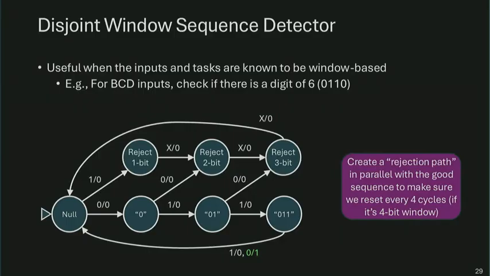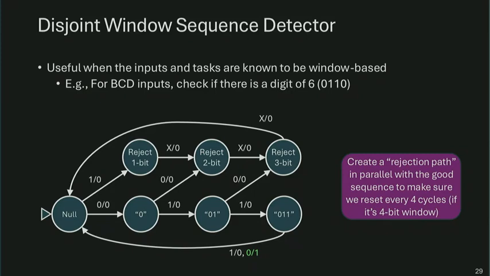And the disjoint window detector is a little bit more complicated. It's not that complicated. Again, the principle is to first design the correct path. 0, 1, 1, 0. I come back to the initial state because I operate within the 4-bit window. So after every 4 cycles, I should come back to the initial state. Right? With the window detector, overlapping will never happen, or it's not recognized. That's how we create these bottom states for the correct sequence.